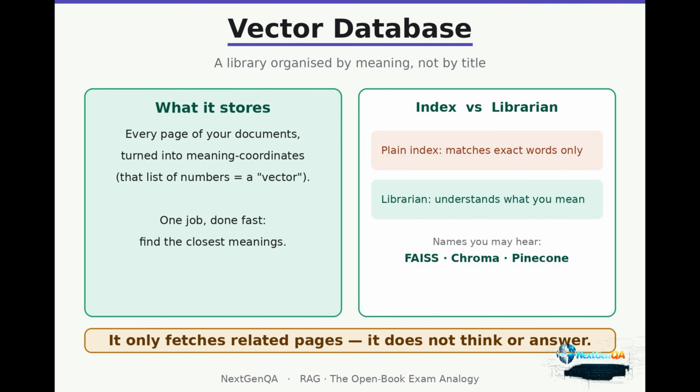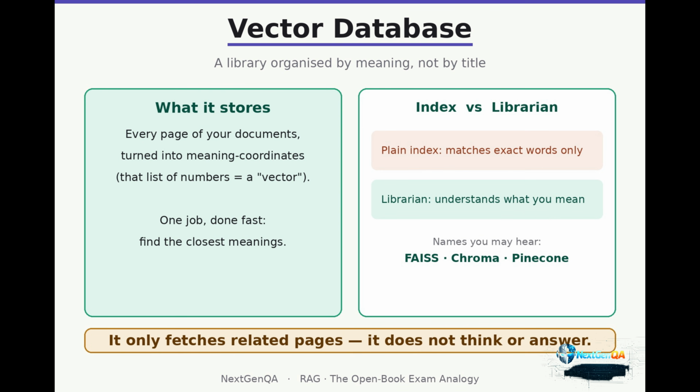In the real world, these vector databases have names. You may hear FAISS, Chroma, Pinecone, and others. But do not get stuck on names. For our purposes, a vector database is just the meaning-organized library that stores all your pages and can find related ones in an instant. Now the library is ready. A question walks in. What happens next?